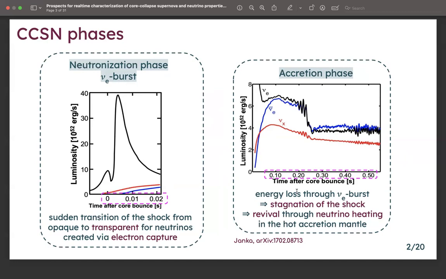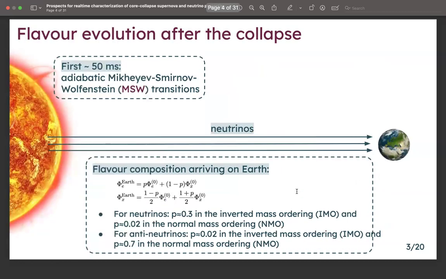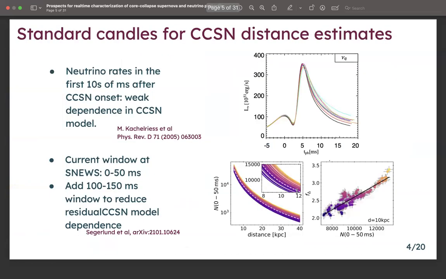We also have material accreting onto the protoneutron star. The neutronization phase happens in the first 10, 20 milliseconds, but the accretion phase extends over more or less half a second. Here we have a stagnation of the shock, and neutrinos are still being produced, and it's believed that this neutrino heating revives the shock and leads to the final explosion. So it has been shown, I mixed these two up, okay.